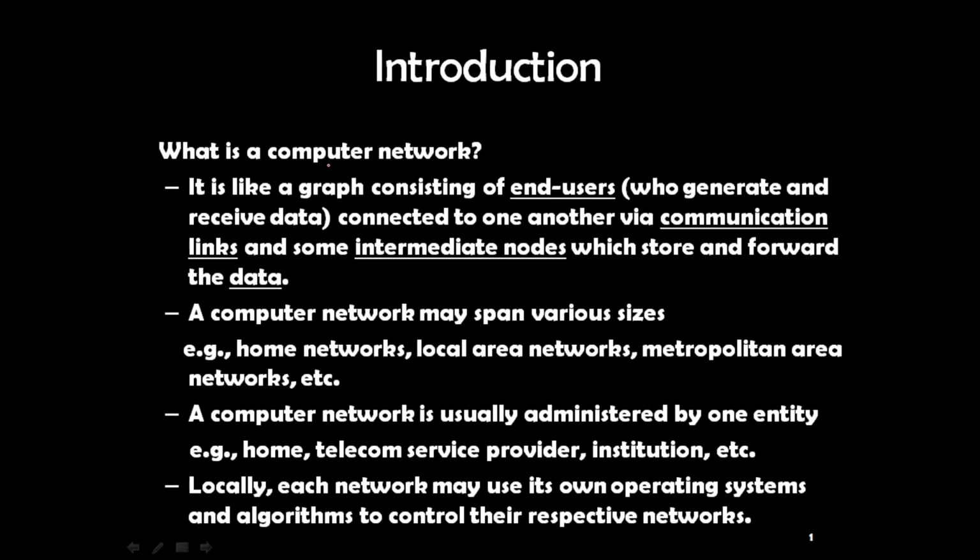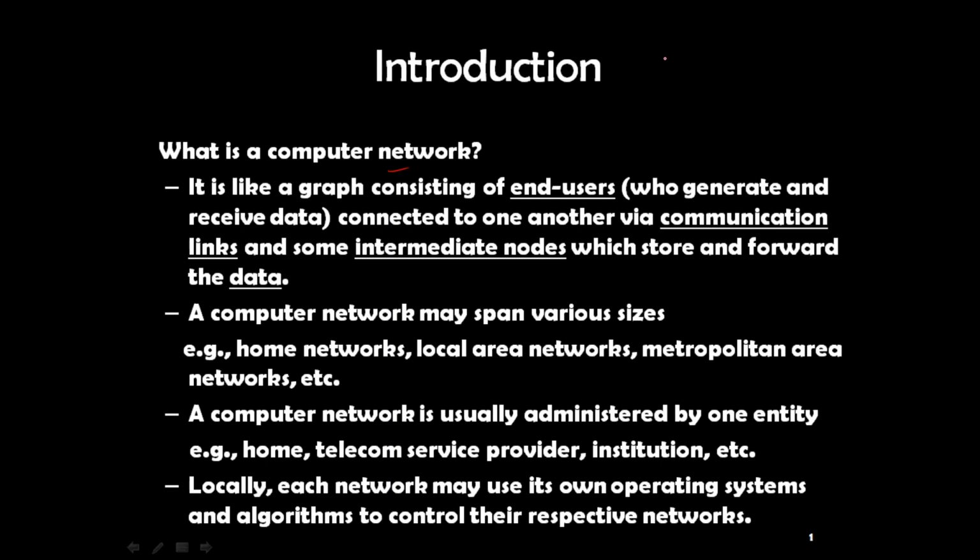Let's understand what is computer network. Computer network is like a graph consisting of end users who generate and receive the data, connected to one another via communication links and some intermediate nodes which store and forward the data.